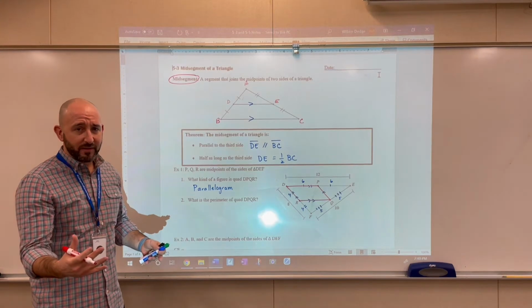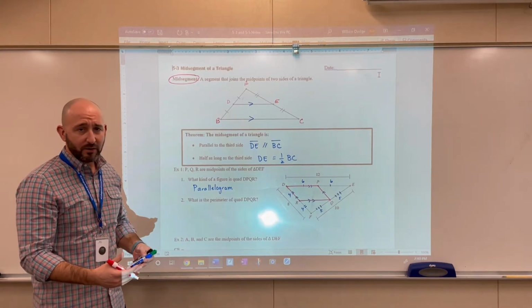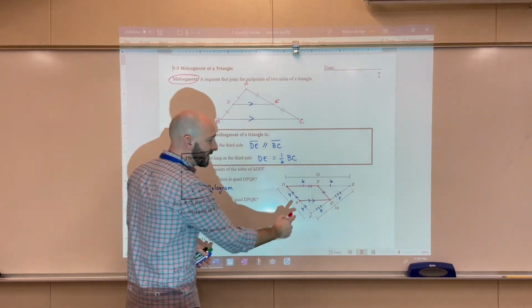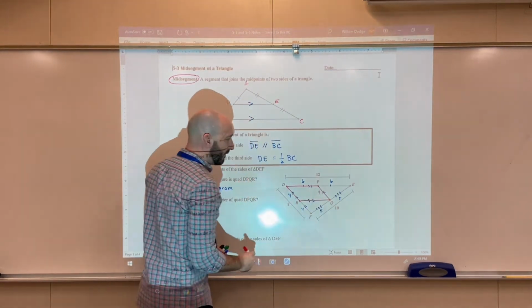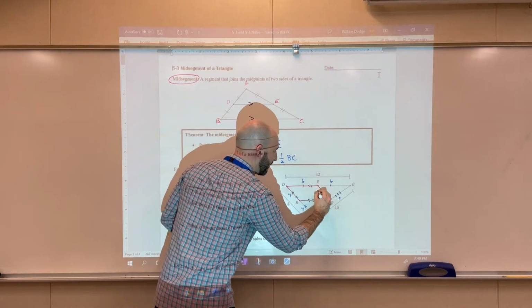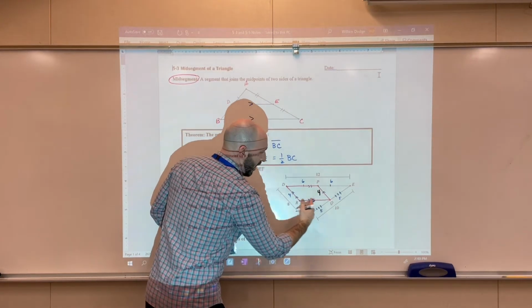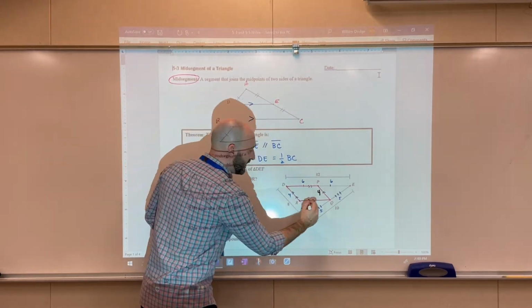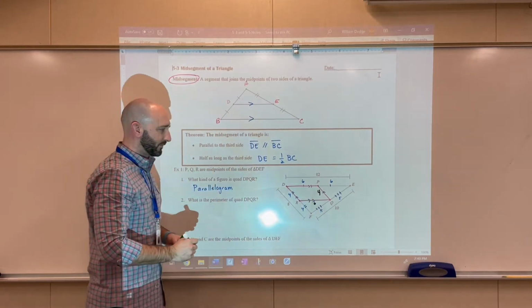Now the opposite sides of parallelograms are congruent to each other, so that means that PQ would have to equal 4. Let me use a different color just because I was running out of ink, so this would be 4. And then RQ would have to be congruent to DP, which would be 6.